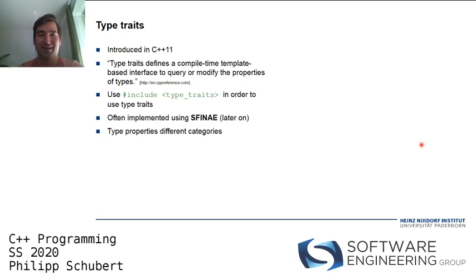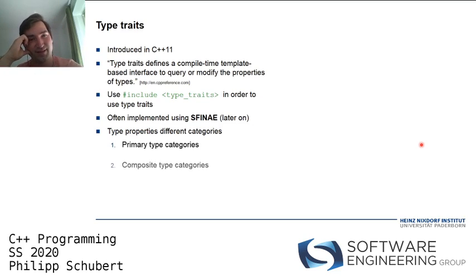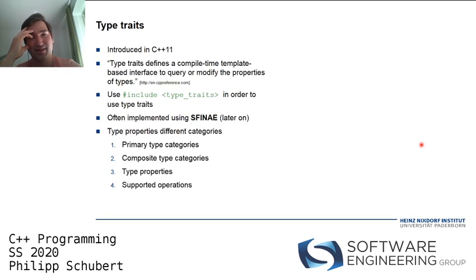So, type properties of different categories. You can ask about a primary type category. You can check something on composite type categories. You can check for type properties, and you can also check using type traits for supported operations. For instance, you could ask: does this user-defined type have a function called foo? And you could ask that at compile time.